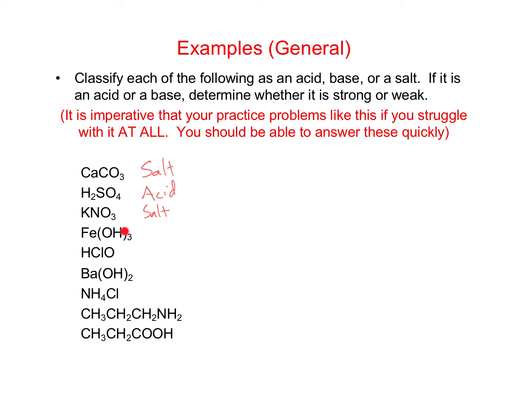Right? Fe(OH)3, now I have an ionic compound, but we actually have hydroxide ions as the anion, and so that's going to produce hydroxide ions when it dissolves in water, so that will be a base. I have another compound with the H in front, so this would be an acid. We have another ionic compound with hydroxides, so this would be a base.